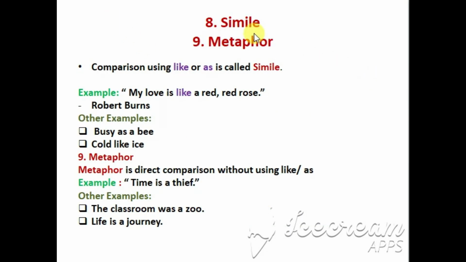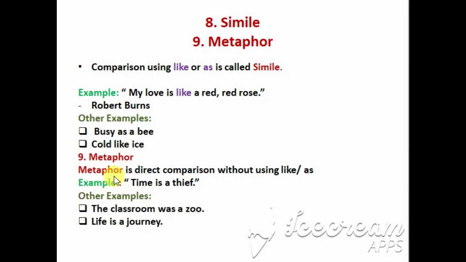Now we will take a look at two more literary terms, simile and metaphor. These are very common in poetry. So first we will see what is a simile. A simile is comparison using like or as, and that is called simile. For example, if in a line we see, my love is like a red rose, so love is being compared to a red rose. So this is an example of simile. This is from Robert Burns. Some other examples of simile can be busy as a bee, cold like ice. So these are other examples of simile.